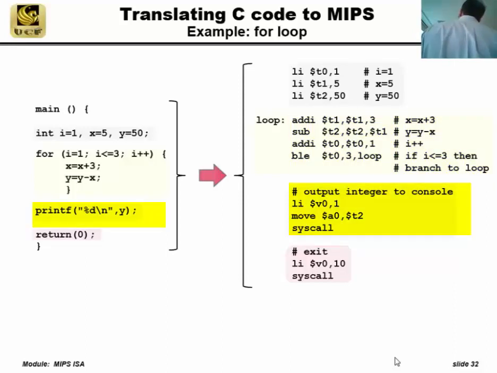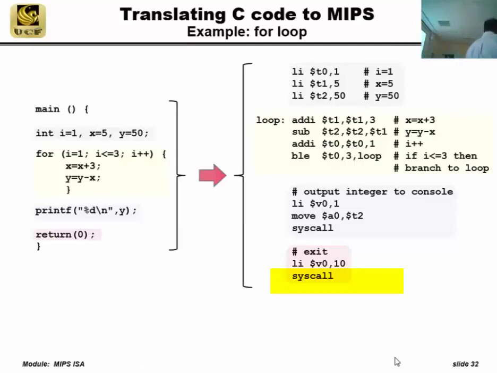What about printing? To print to the console, we have to use syscall. So we look at the table, this is output an integer. And with the integer print, the value has to be in A0, so I have to move that into A0 and syscall. And then to exit, return code 0 means no error. We do that over here by using syscall of 10, service code 10.